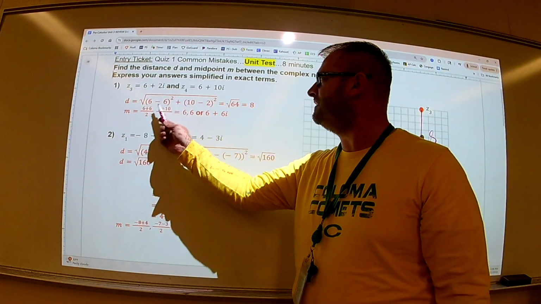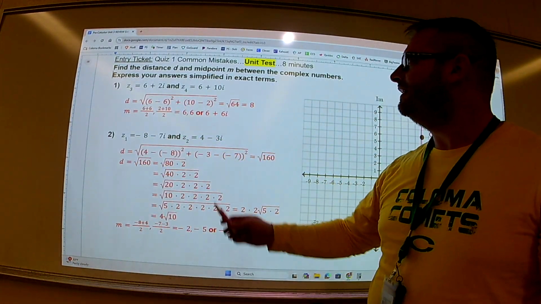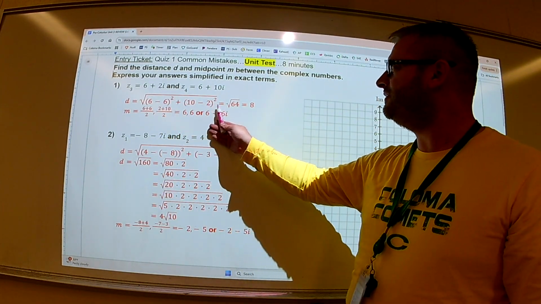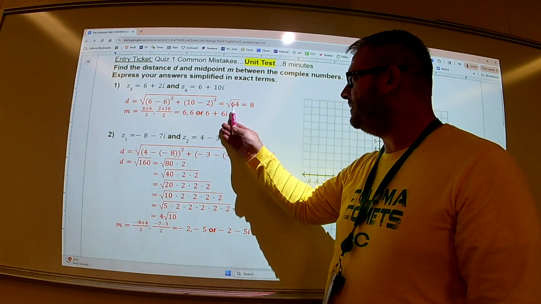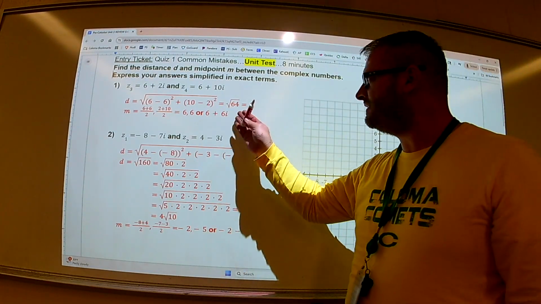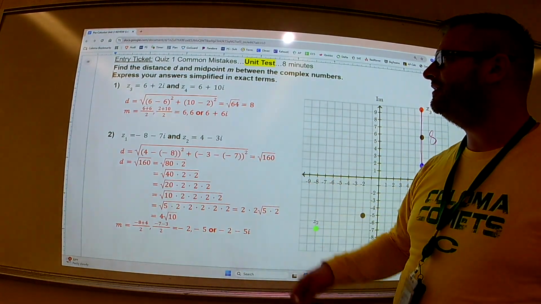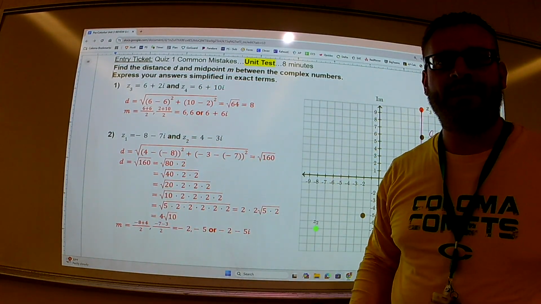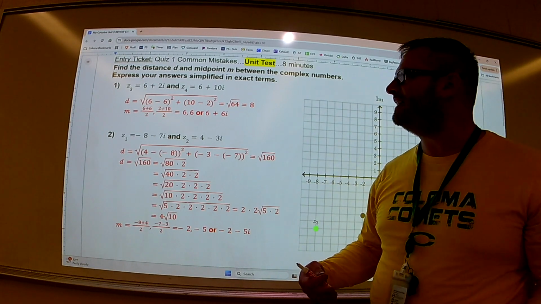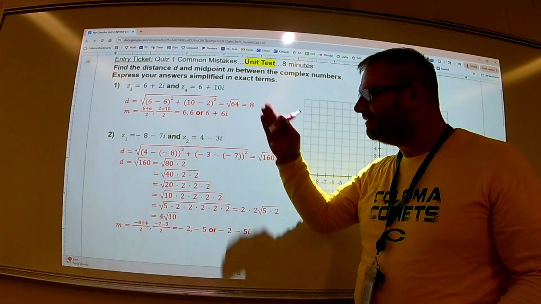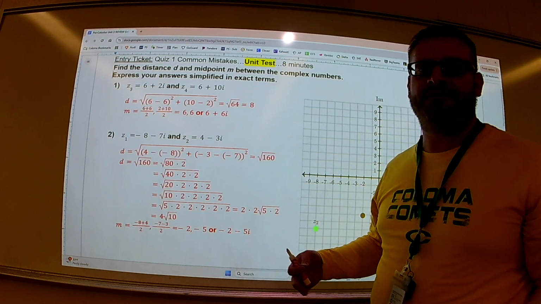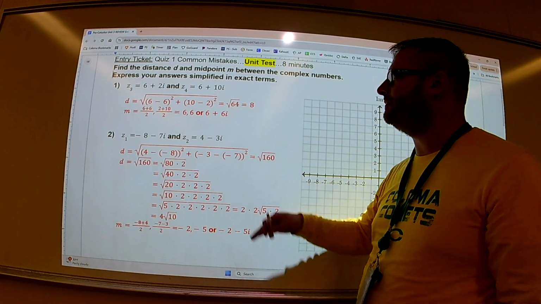of 6 minus 6 is altogether 0. 10 minus 2 is 8, so I got 0 squared plus 8 squared, which becomes 64. 8 times 8 is 64 plus 0, and the square root of 64 is 8. Answering your problems with the exact values, 8 is an exact value. Square root of 64 is a nice square root. It's a perfect square. It comes out to 8.